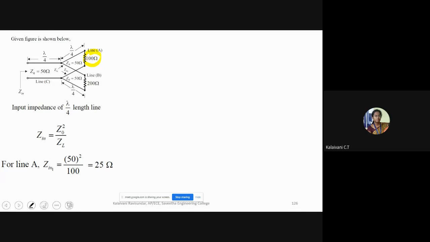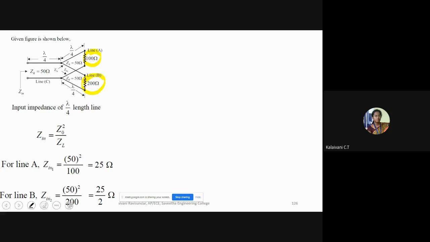Next for line 2, same formula, since that length is also lambda by 4. Characteristic impedance is the same, 50 ohms. Here the load is different. Load is equal to 200, so divided by 200. 2500 divided by 200, cancel 2 zeros. You will get 25 divided by 2, it is 12.5. So we got Z in 1 and Z in 2.